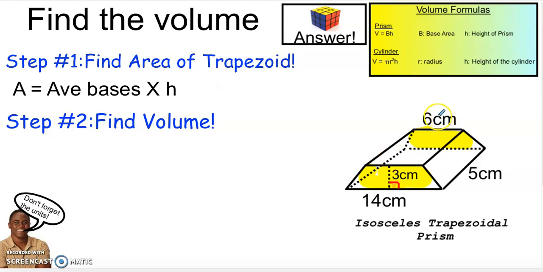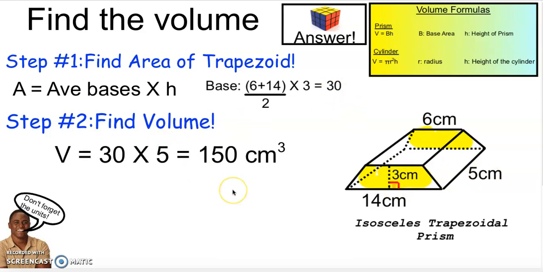So this is going to be the average of 6 and 14 added together. And 6 and 14 added together is actually 20. 20 divided by 2 is 10, and 10 times 3 is 30. So 30 centimeters squared is actually the area of this trapezoid. And then for the height, you just multiply it times 5. So 30 times 5 is going to be 150. And then because the units are centimeters, it's going to be cubic centimeters or centimeters cubed. So the volume of this particular figure is 150 cubic centimeters.